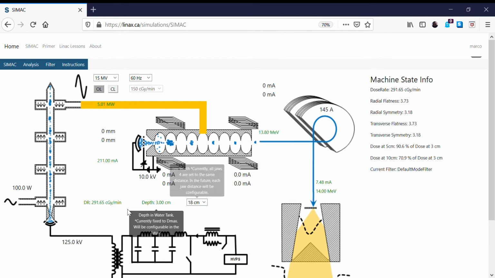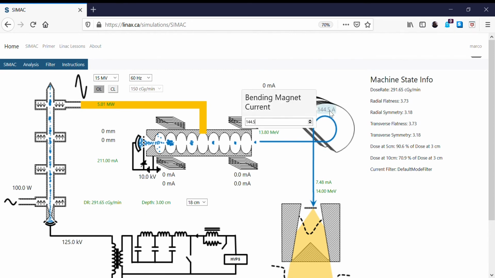So now our dose rate, of course, has gone up to 291. I'm going to now keep on going. Let's go down to 140. Click enter. And our dose rate now has gone down to 232. We have 13.5 MeV, which is now lower than the beam energy of the electrons coming from the accelerator. So we've gone a little too far, and our dose rate is not as high as it could be.